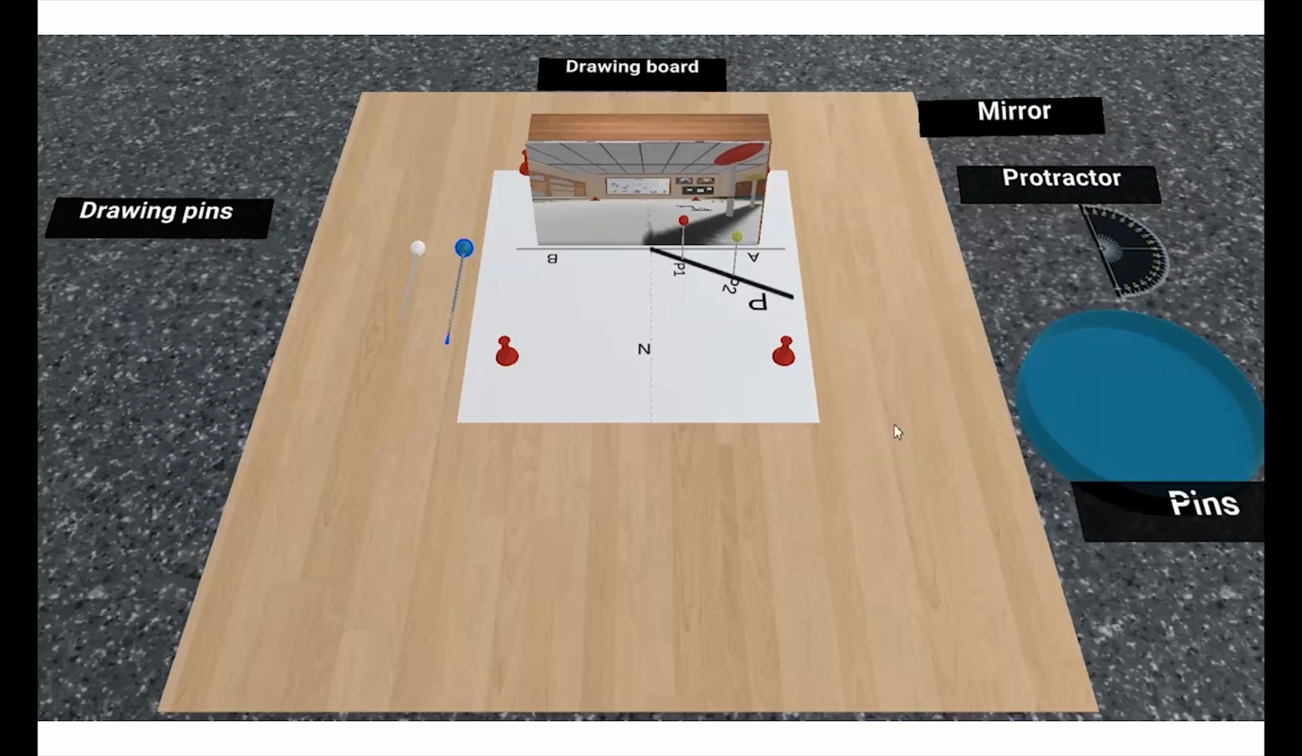Fix two pins P3 and P4 vertically such that their feet appear to be in the same straight line as that of images P1' and P2'. Ensure that the feet of the pins lie in the same straight line. Drag and drop the pins.